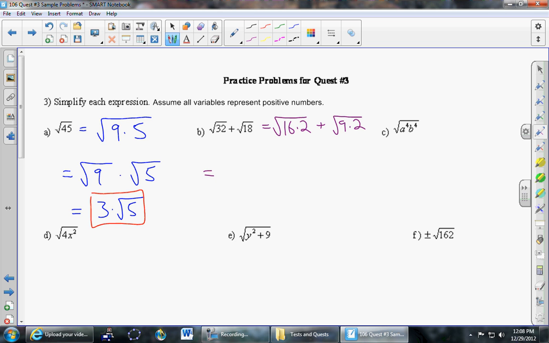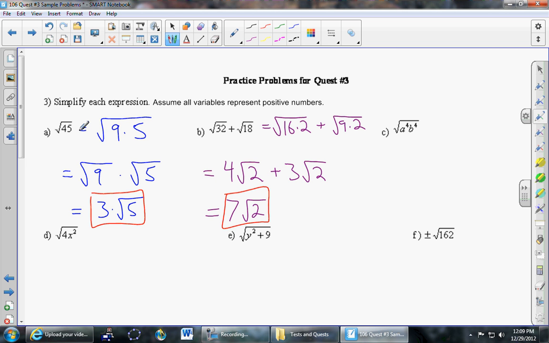So we're going to pull the 16 outside. I'll do this one just a tiny bit shorter than the previous one. 16 comes out as a 4, 2 stays in. 9 comes out as a 3, 2 stays in. And then these are like radicals, so we get to add the numbers in the front and copy the radical part. 7 radical 2 is our answer.